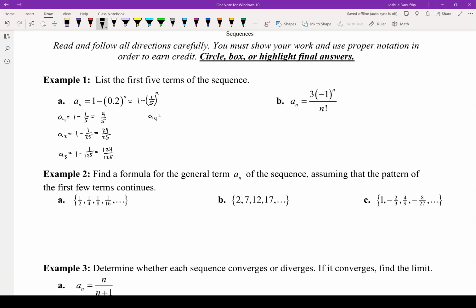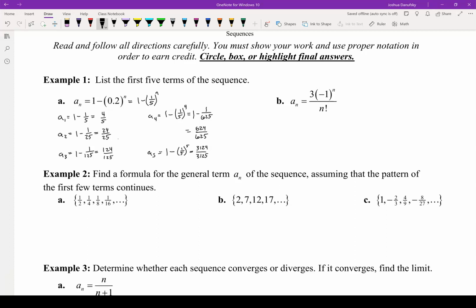A sub 4, 1 minus 1/5 to the fourth, is going to give us 1 over 625, and that will give us 624 over 625. And finally, a sub 5 is equal to 1 minus 1/5 to the 5th. Now, 5 to the 5th is 3125. So we're going to get 3124 over 3125.